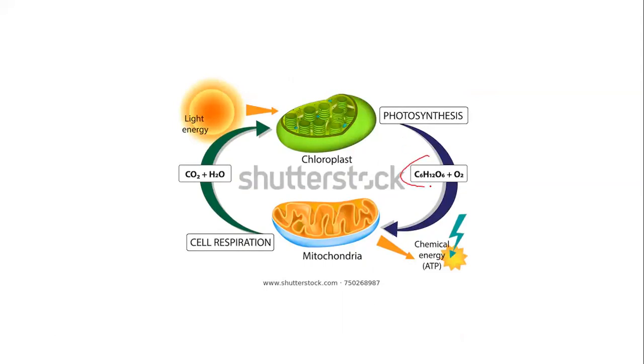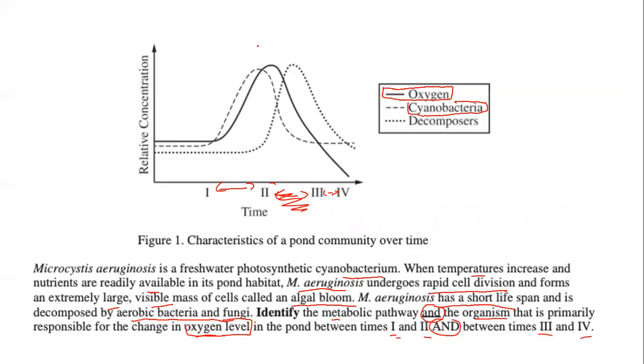Photosynthesis, remember the byproducts, you create really two things. You create oxygen as a byproduct, and you create glucose. And in terms of respiration, you're going to be consuming that O2, so O2 levels will go down, CO2 levels will go up. So in this case, to get that first 2 points, we've got to figure out what's going on between 1 and 2. So we're identifying the metabolic pathway. I'll answer here for the first part.